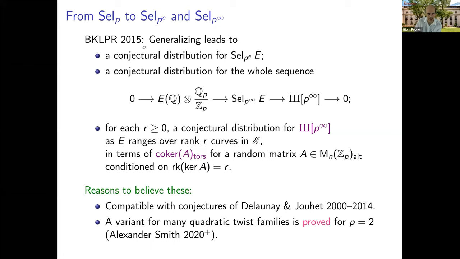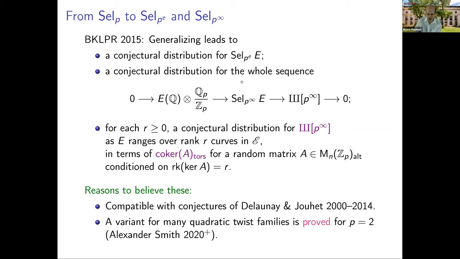So we succeeded in doing that. After a couple of false starts, we guessed what a reasonable conjecture could be, some linear algebra construction that would give a distribution that is likely to be the distribution of the p to the e Selmer group. And then we put it all together to make a conjecture for the p to the infinity Selmer group.